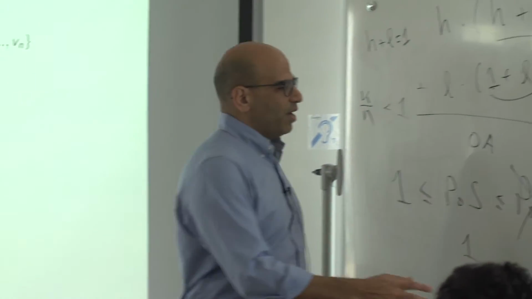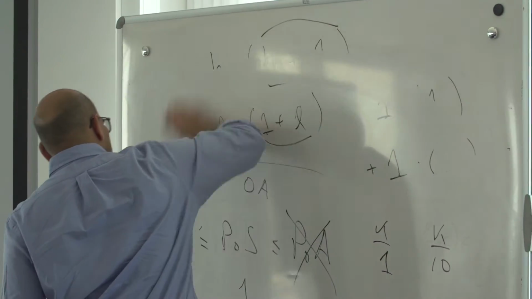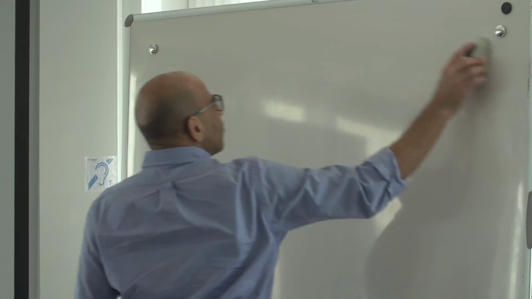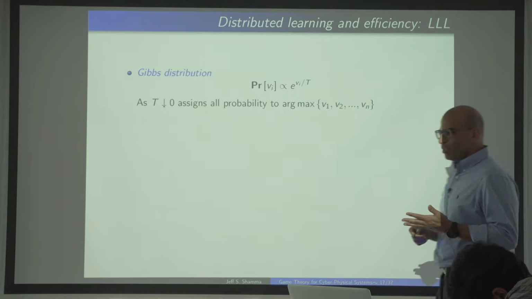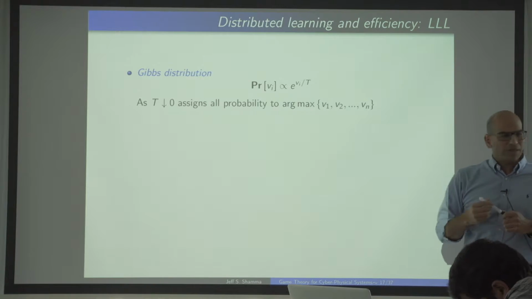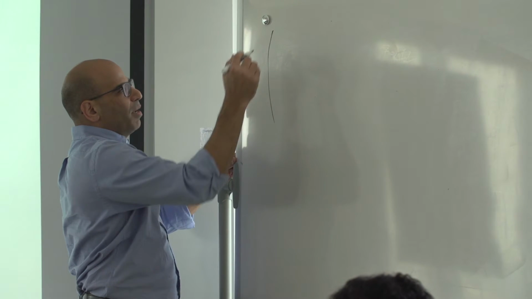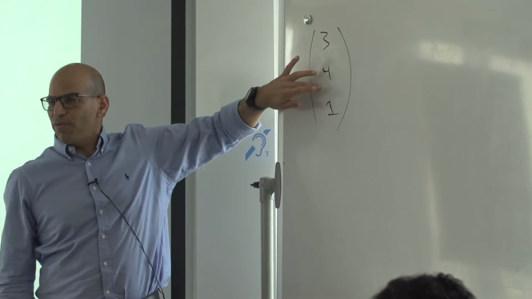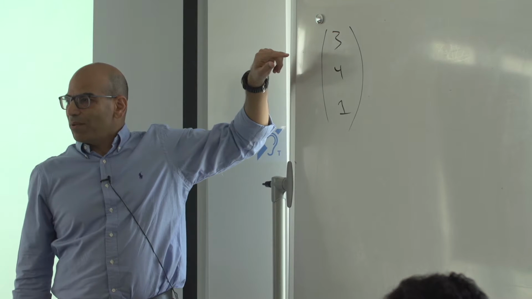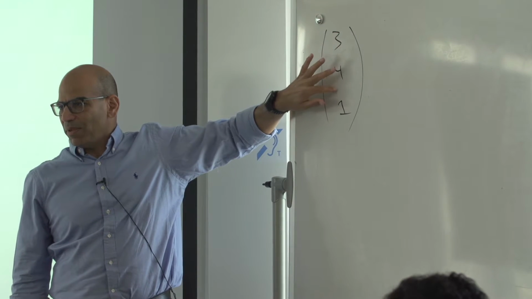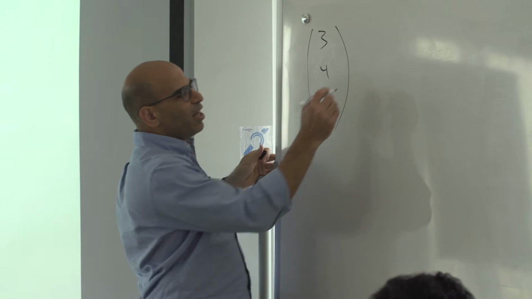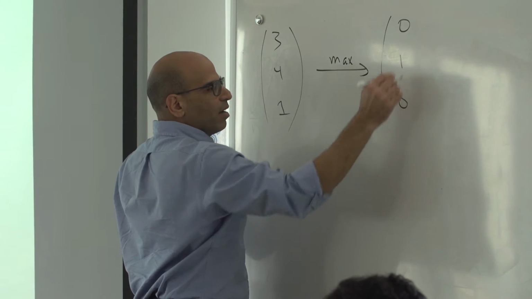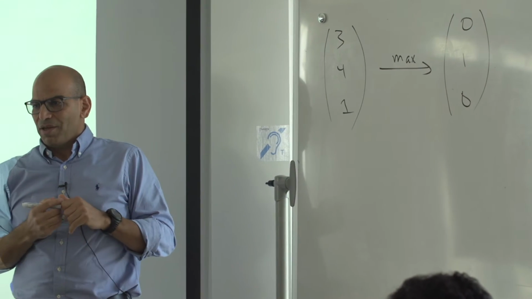It has different names. Sometimes it's called logit distribution, Gibbs distribution, softmax, but let me give an example. 3, 4, 1. Okay, what's the maximum of this vector? 4, all right? Which is the maximizing element? Second element. So instead of saying the second element is the maximizing element, I'm going to say that's the maximizing element, okay?